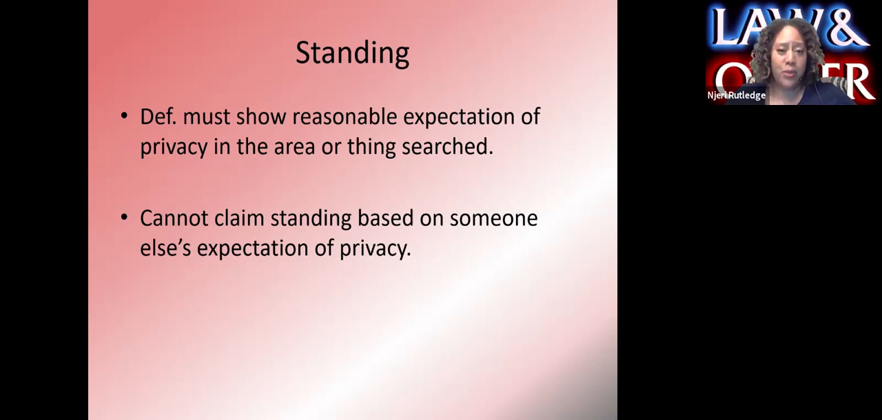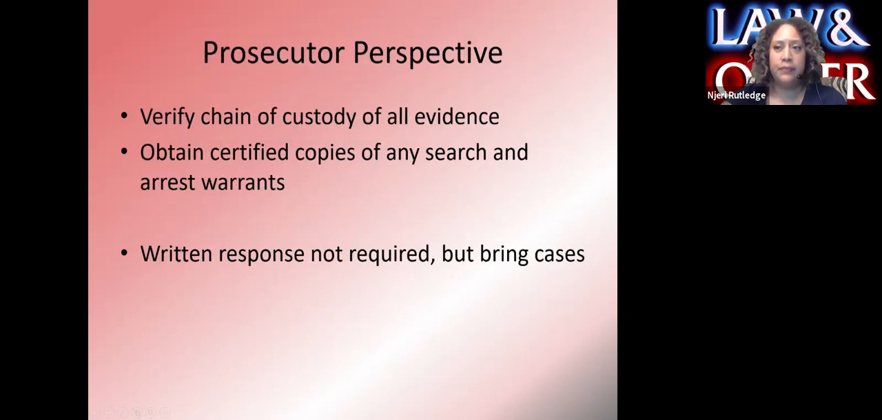Well, do I have a reasonable expectation of privacy in my friend's house? Was I ever an overnight guest? What's my relationship to the place that's being searched? What's my relationship to the defendant? All that is going to matter when it comes to standing, because generally you cannot claim standing based on someone else's expectation of privacy.